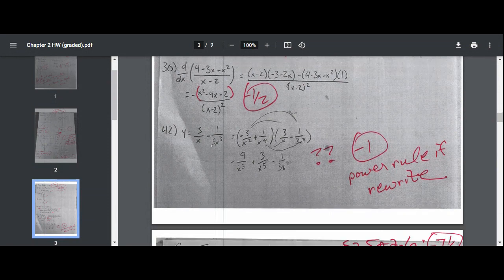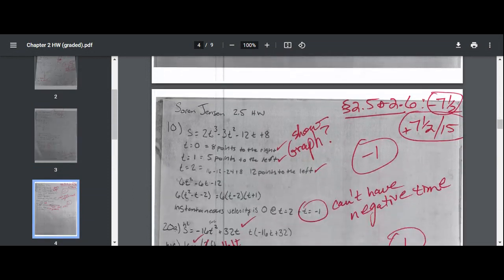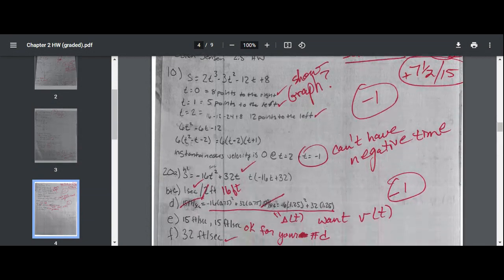Okay. This one, if you do the power rule, 3x to the -1 minus 1/3 x to the -3, it becomes pretty simple to do. I'm not sure why I didn't do that for that one. I think I just overthought that one and tried to do it differently. Okay, no problem. Everything's easy when you know what you're doing.